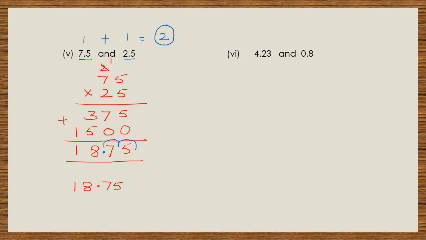Question 6. 4.23 and 0.8, when you ignore the point, becomes 423 into 8. 8 threes are 24, carry 2. 8 twos are 16, 17, 18, carry 1. 8 fours are 32 plus 1, 33. So we've got 3,384. Now let's go back to the question and count the number of decimal places.